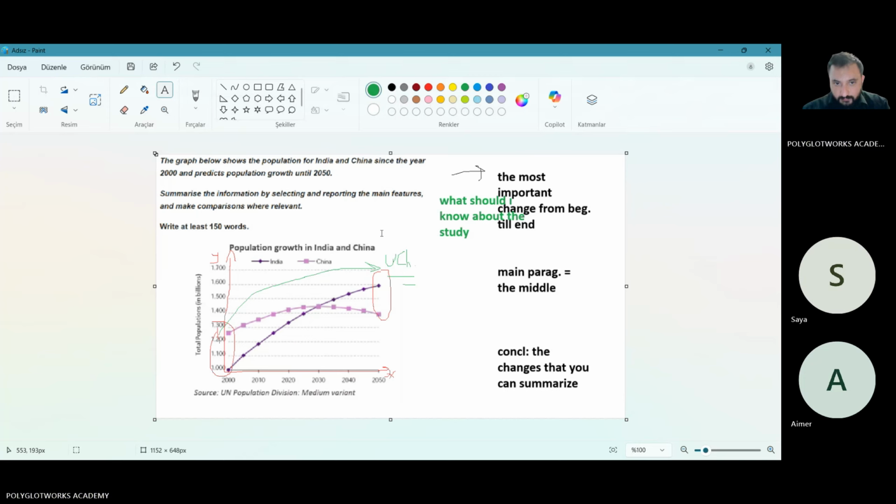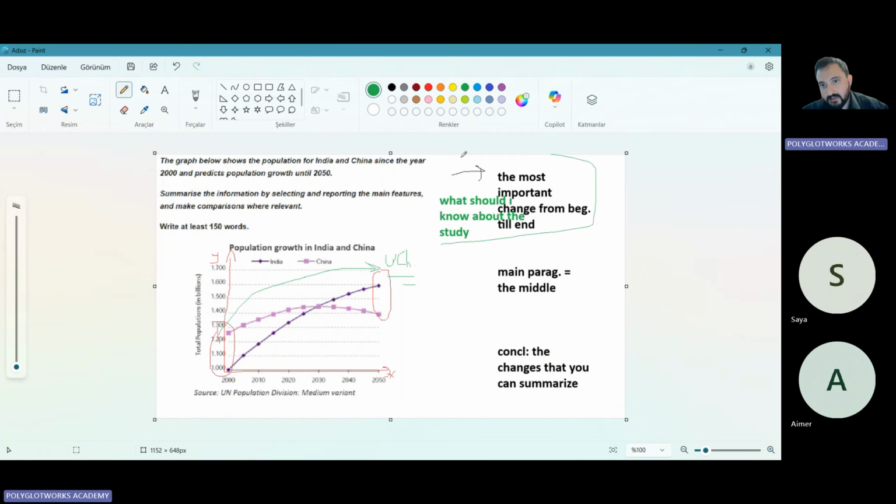Is it clear? Yes. Perfect. So let's see the main ideas now. I need to change. Before changing the screen, I need to show this. This is how to write the intro's last sentence. But so main paragraph. Main paragraph is focusing on this place, between them, what's going on.